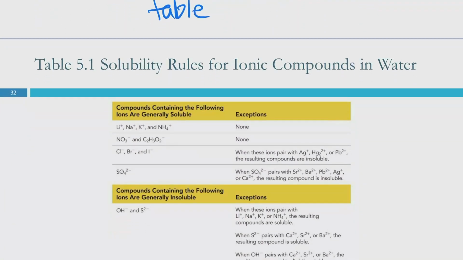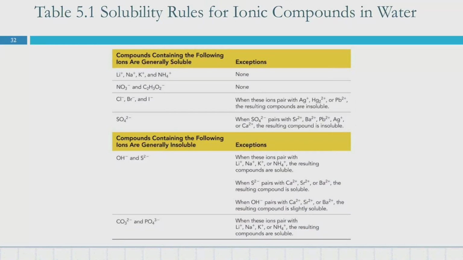So here's a solubility table. The way that we generally read a solubility table, we've got two sections. At the top section, we've got things that are generally soluble. So if you find one of these ions in your salt, that means it's soluble. We will also have some exceptions. So if we meet one of these exceptions, then it's not soluble.